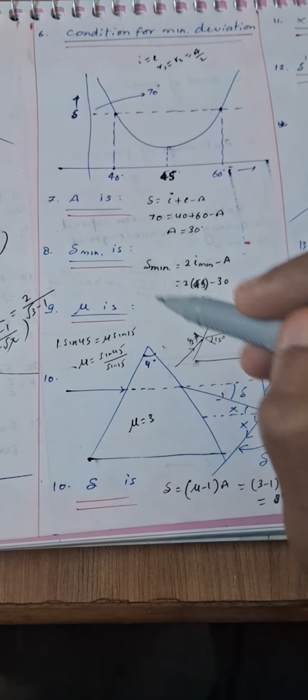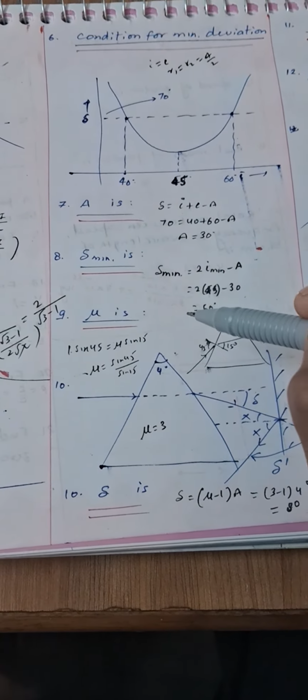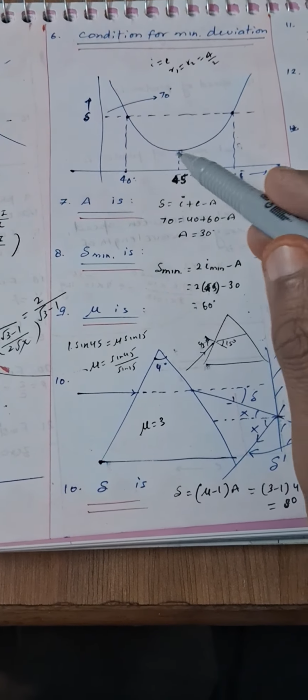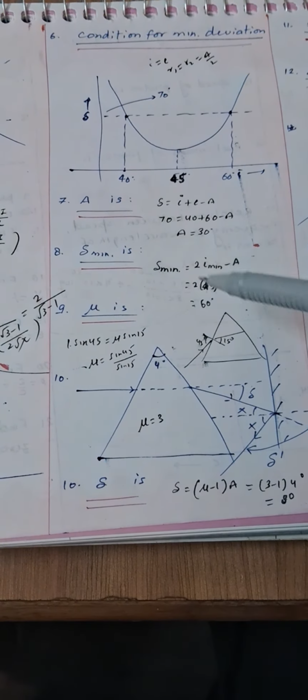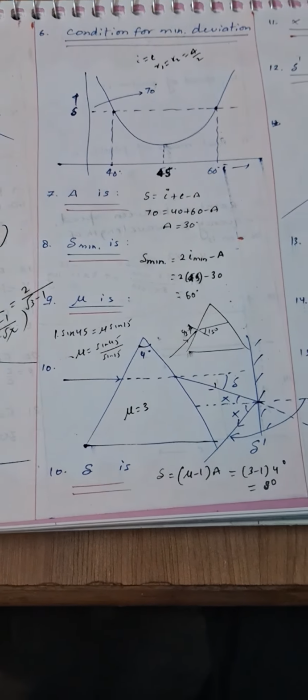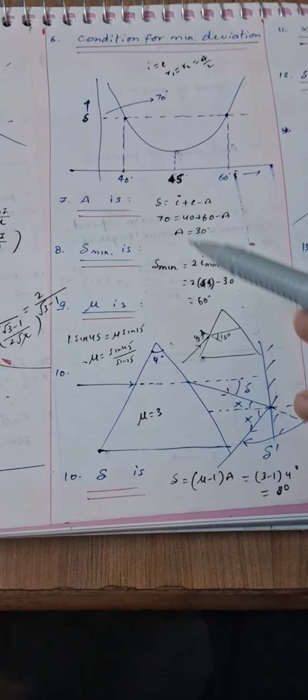Next is minimum deviation. So minimum deviation will be twice the angle corresponding to minimum deviation minus A. Here the angle corresponding to minimum deviation is 45. So minimum deviation is 60 degree. Next we need to find mu.